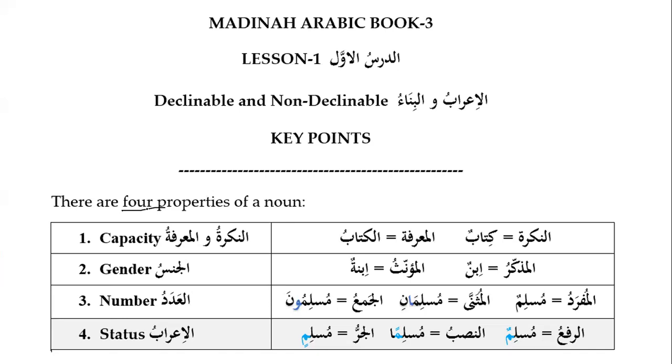What are those? The first one is the capacity, an-nakiratu wal-ma'rifatu. A noun will be either a common noun, like kitabun, a book, or a proper noun, al-kitabu, the book. Then it has gender, either al-mudhakkaru, masculine, for example ibnun, a boy or a son, and al-mu'annathu, which is ibnatun, a girl or a daughter.